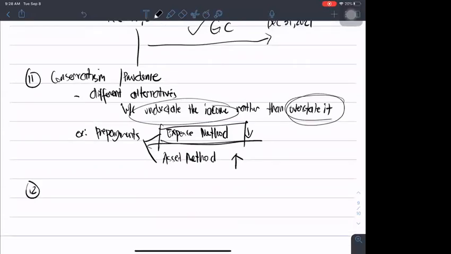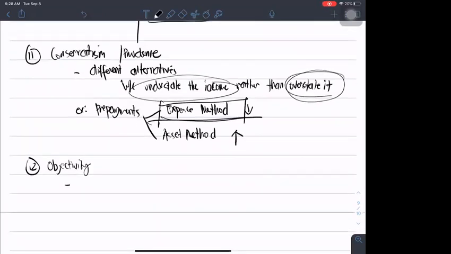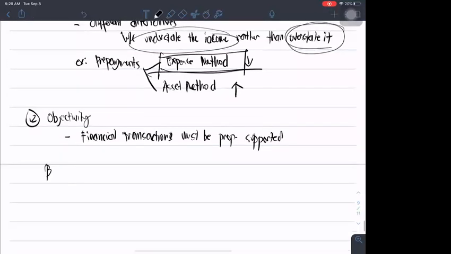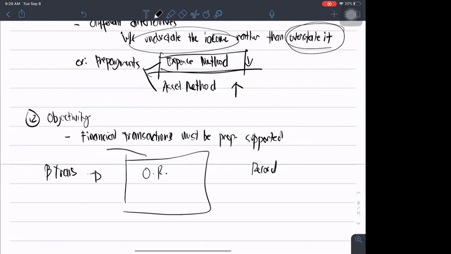Next, the concept of objectivity. So what is the concept of objectivity? All financial transactions must be properly supported. So for example, we have here a business transaction. Before you will record it, there must be an official receipt. So this will support the business transaction. So we can say the recording of our financial transaction is objective if it is supported by different business documents, such as your official receipt. Objectivity.